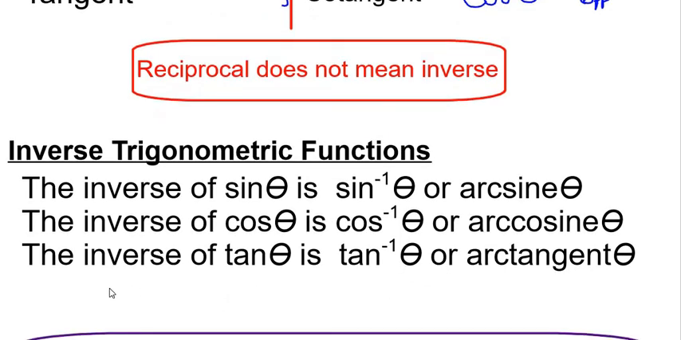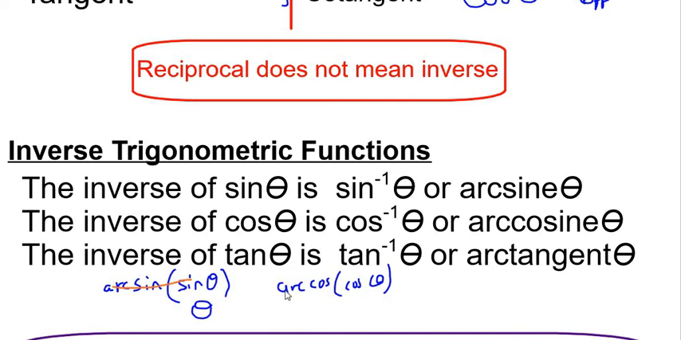So what do these do? Keep in mind, this is what happens. If I take arc sine and I put sine inside of it, what happens is these two cancel, leaving me with theta. So you'll use these when you solve. And the same thing with arc cosine, right? If I do arc cosine of cosine of theta, the arc cosine and the cosine cancel. Same with the tangent, right?